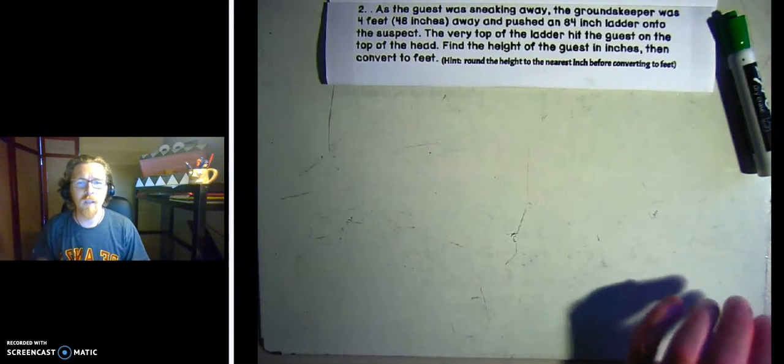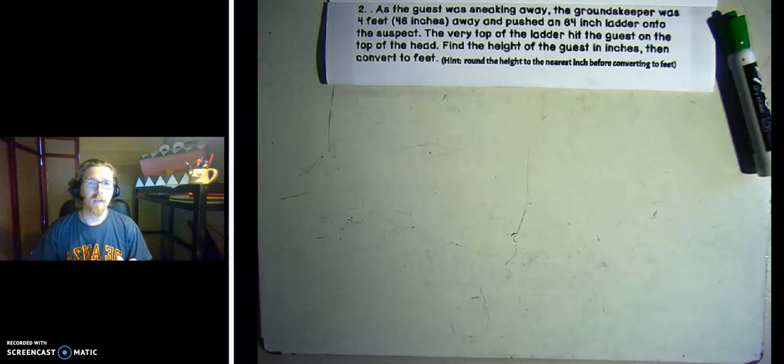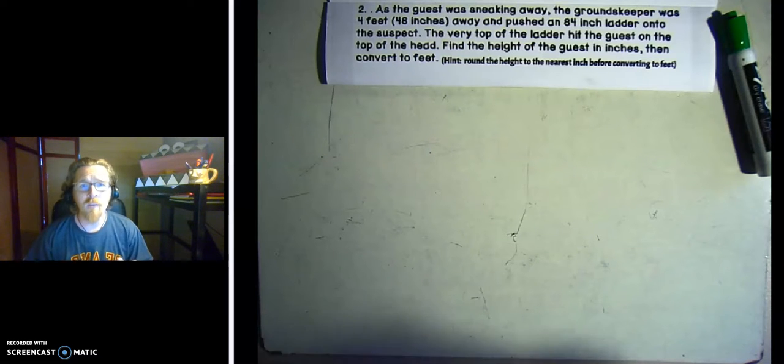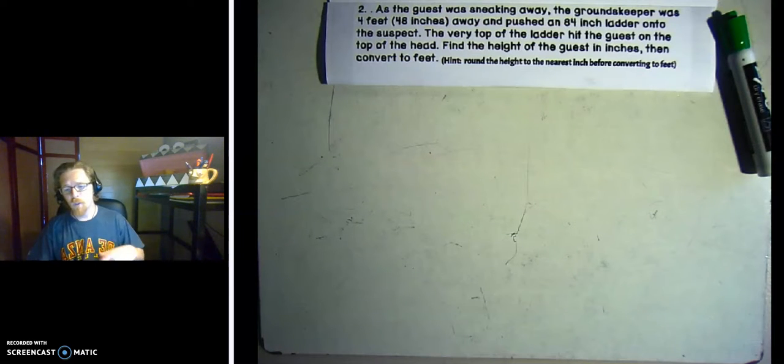So it says, as the guest was sneaking away, the groundskeeper was 4 feet, which is 48 inches, 12 inches in a foot, 4 times 12 is 48, 4 feet away, and pushed an 84-inch ladder onto the suspect. The very top of the ladder hit the guest on the top of the head. Find the height of the guest in inches, then convert to feet. We're going to have to do a couple of conversions.